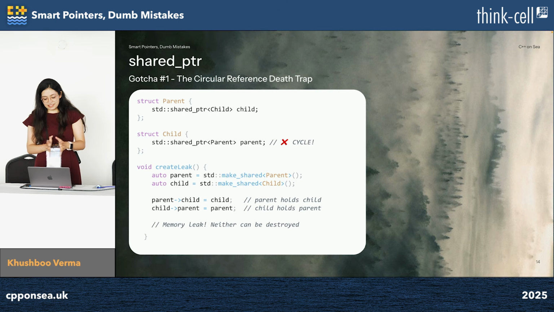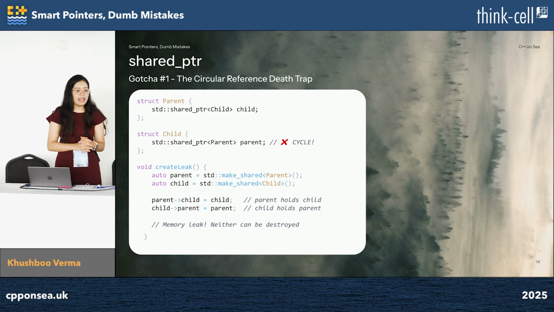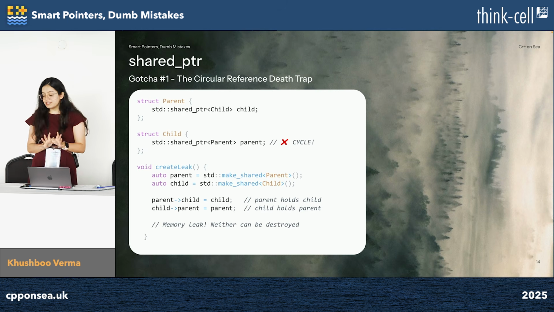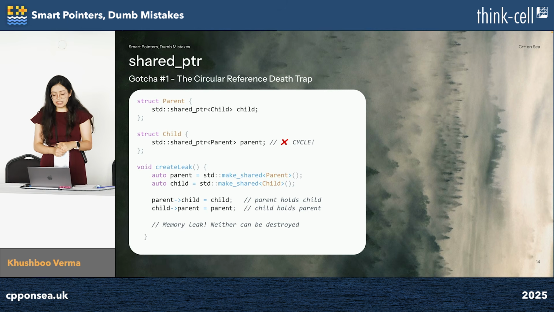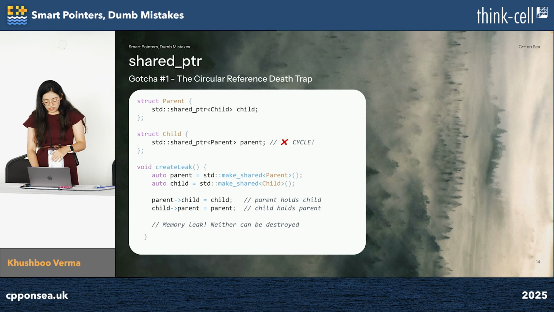So the key insight here is that reference counting cannot handle cycles. This is a fundamental limitation of reference counting garbage collection. Languages like Python have cycle detectors, but C++ does not. So we need to break the cycle manually somehow, right? So how can we do that?